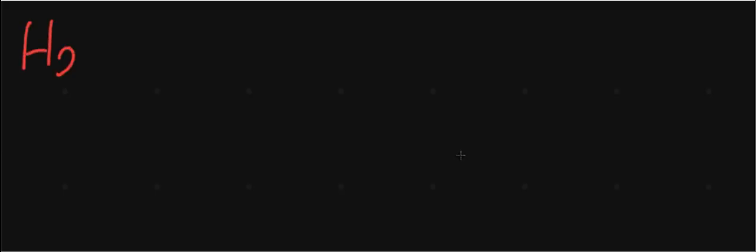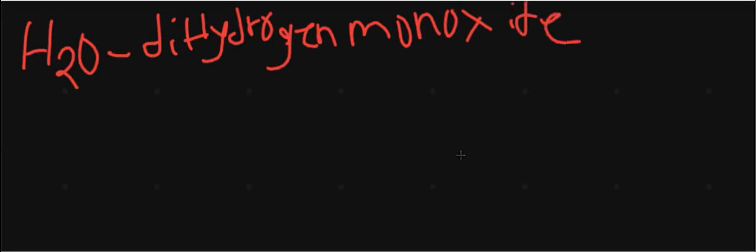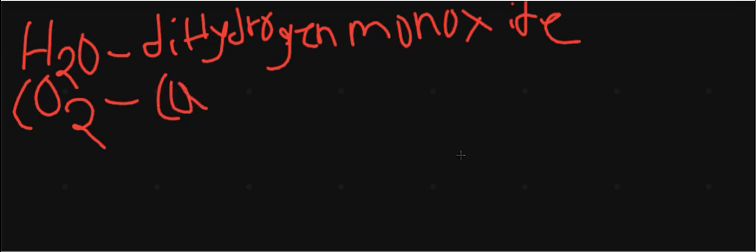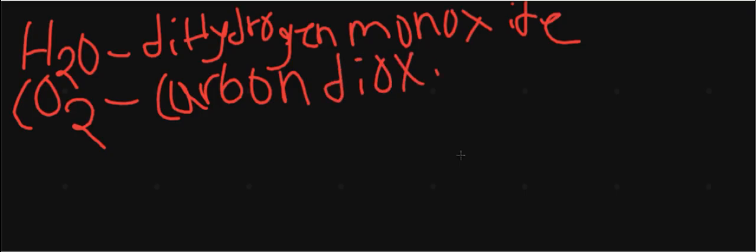Again, H2O would be dihydrogen monoxide. Another very common one is CO2. This would be carbon dioxide. Not that much in our atmosphere, but that's besides the point.